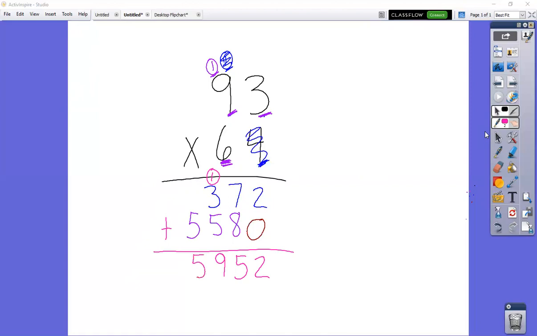Okay, so if I'm trying to figure out where I want to put my comma, I just count. I've got 1, 2, 3, and then comma. So 5,952 is the answer for this problem.